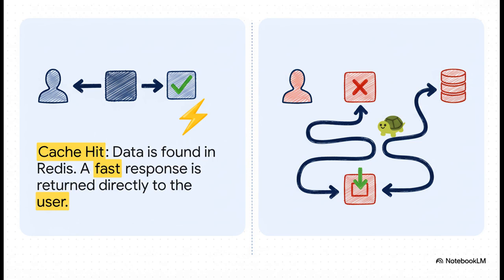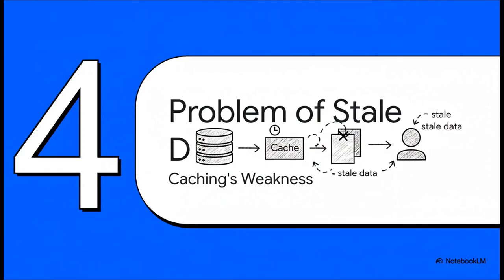A cache hit is just this beautiful, clean, fast path. App to Redis to user. Boom, done, lightning fast. A cache miss is that whole longer journey we just talked about. The entire goal of this whole pattern is to get as many hits as you possibly can and avoid those misses. But there's a catch.